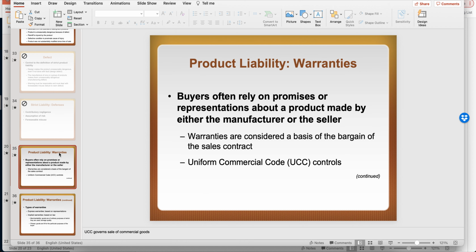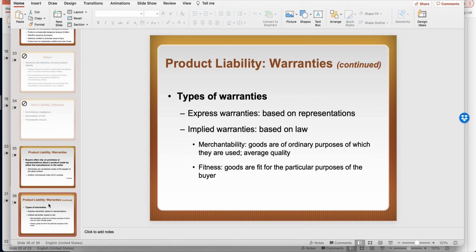Last thing it looks at is product liability, so the role of warranties. And you'll see warranties on a lot of products. Warranty does impact how the product is covered, and then that can impact a lawsuit against the product as well.